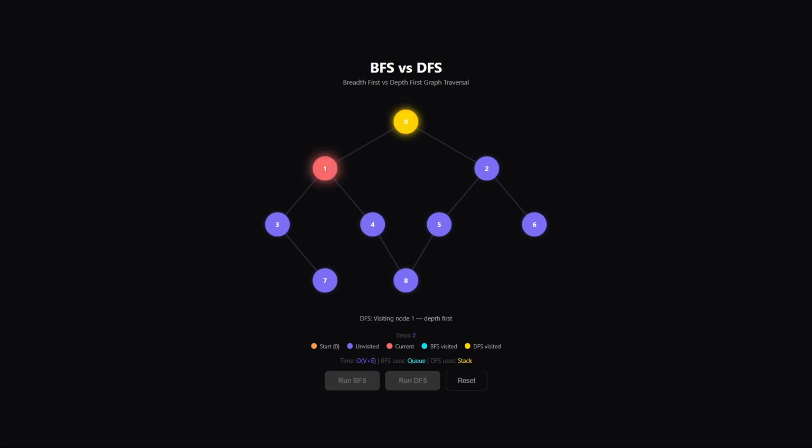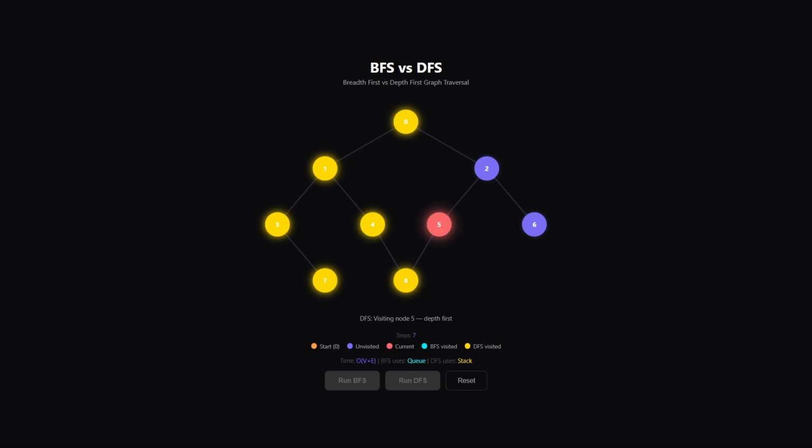Now watch DFS. Depth-first search takes a completely different approach. Instead of spreading outward level by level, it commits to one path and follows it as deep as possible, all the way to the end. Only then does it backtrack and try another direction.